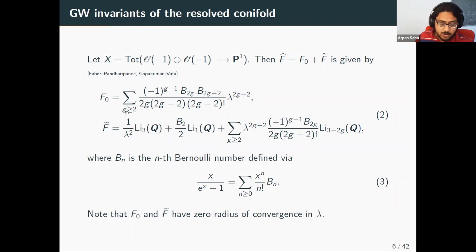Now, the degree 0 part of the GW potential is universal up to an overall factor, which depends on the Euler characteristic, which is 2 here. But the higher degree part was independently computed to be this expression by mathematicians Faber and Pandharipande and physicists Gopakumar and Vafa.